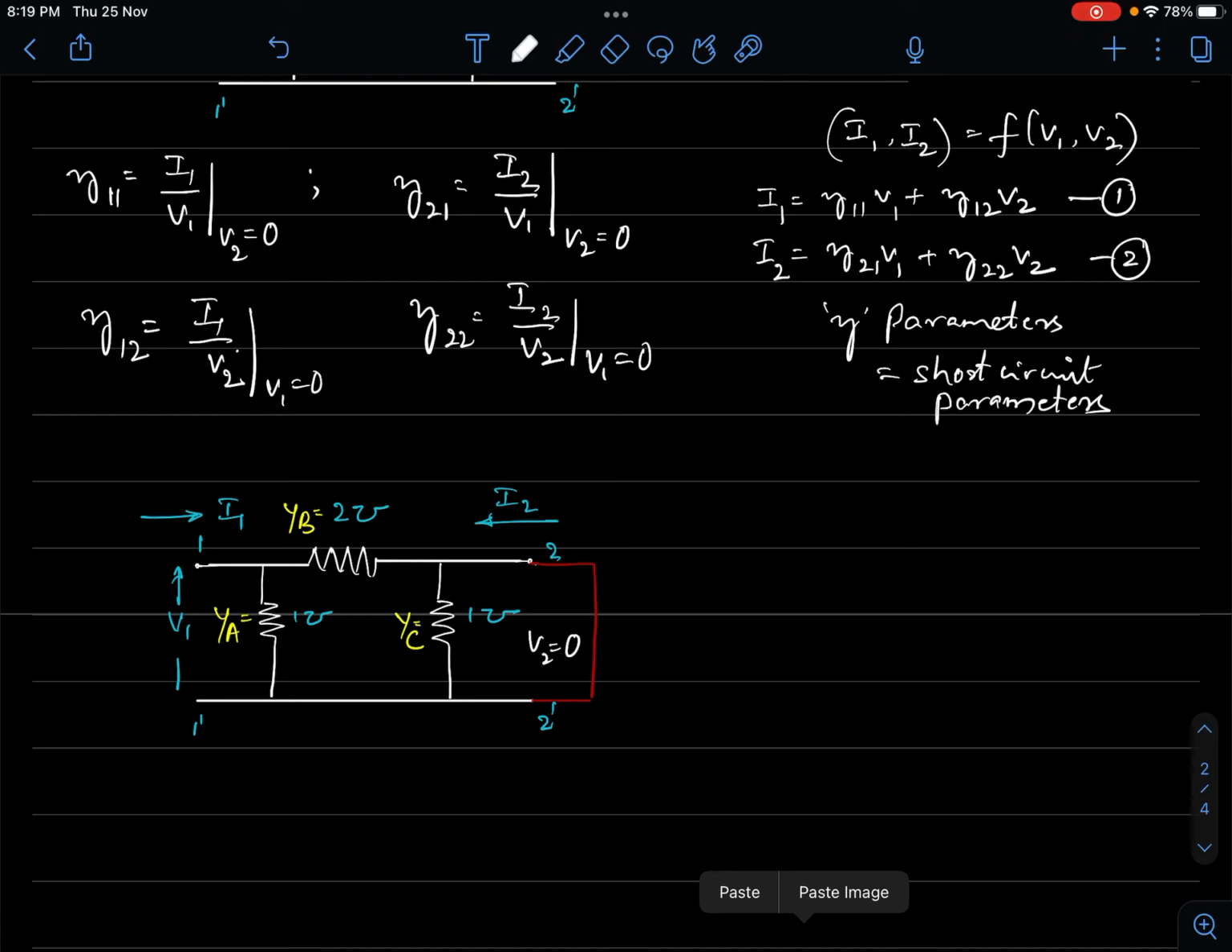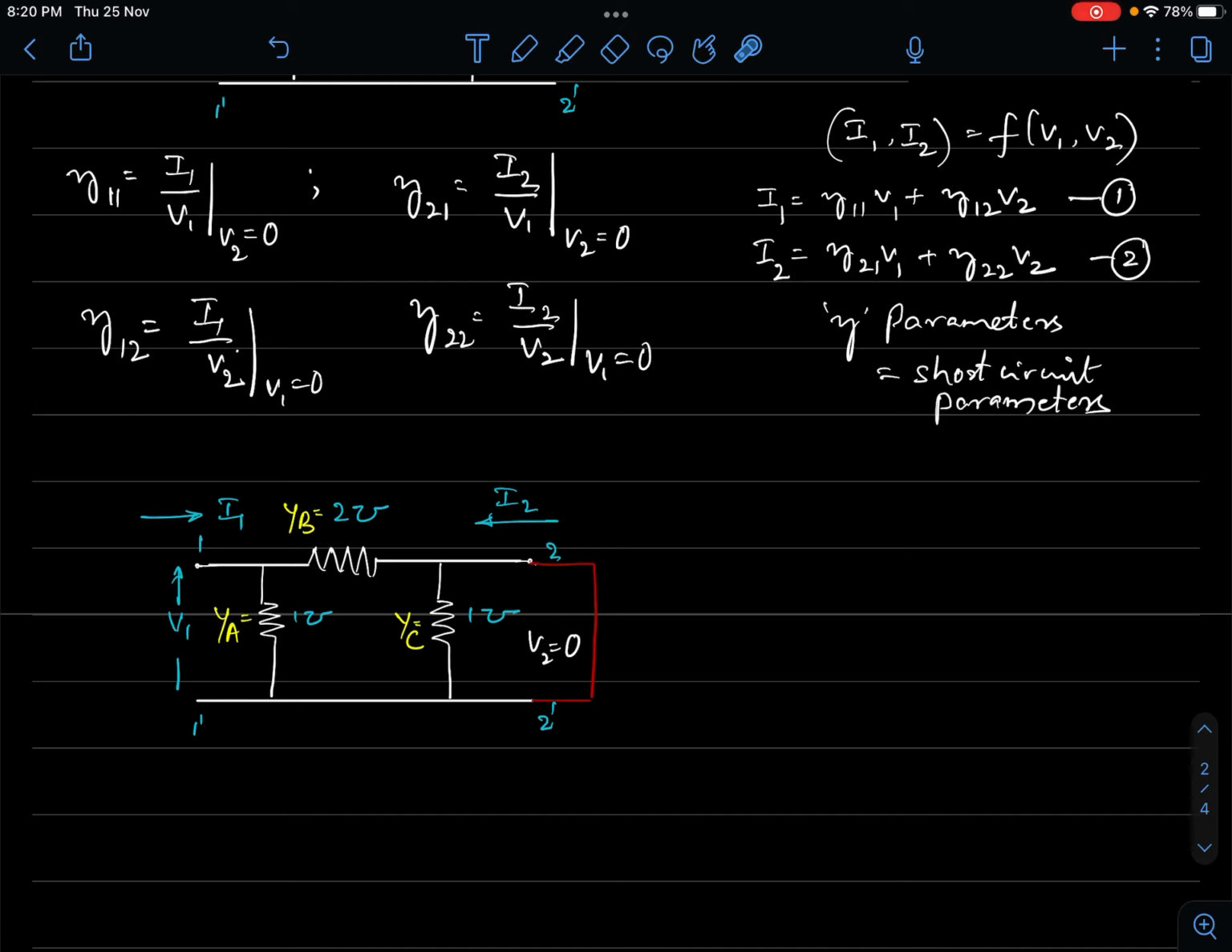Now with V1 as the voltage to energize the circuit, how is the current flow going to be? The current would branch out into 2 parts. One current will flow via YA, the other current will go via YB, and it will pass through the short circuit and come back to 1 dash. So for all practical purposes, your YC, this branch of 1 ohm admittance, is open, like it doesn't have any role to play. It appears as though it is open, right? So there won't be any current.